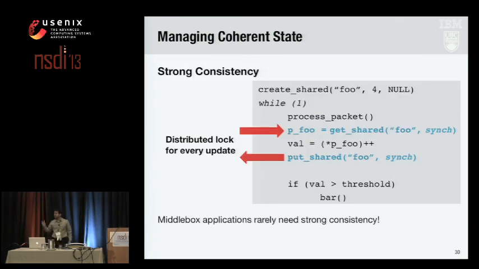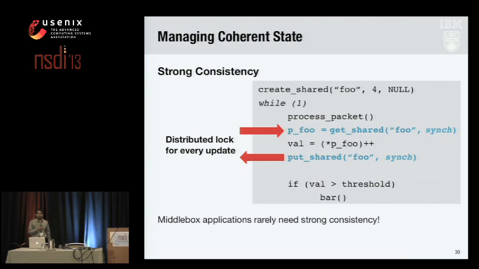consider this code snippet. If the middlebox wants to update a counter for every packet that comes in, and if this counter was to be maintained in a strongly consistent manner, in other words, if we have to take a distributed global lock for every update to this counter, the performance would be abysmal.